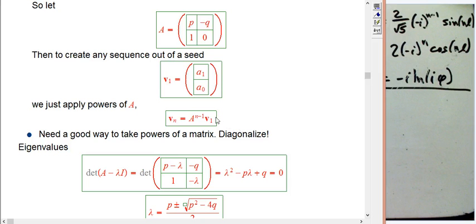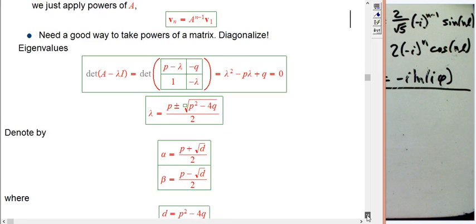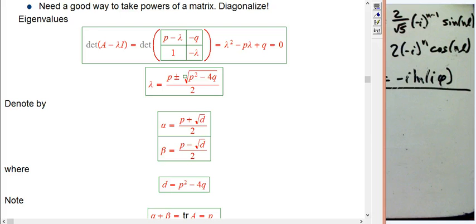Okay, now, how do you take powers of a matrix? Well, one of the best clever ways to do it is to diagonalize it using eigenvalues and eigenvectors. Okay, so let's run through that. This is where you definitely need to have seen this before because I'm not going to give a course on it.